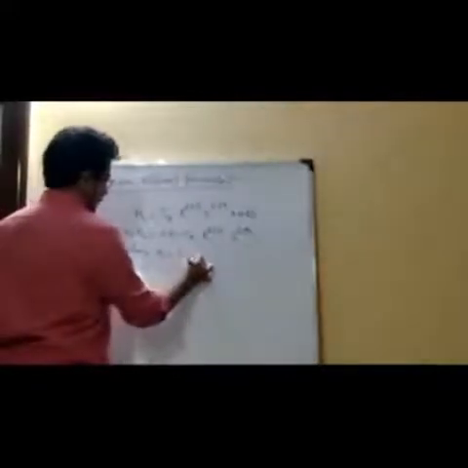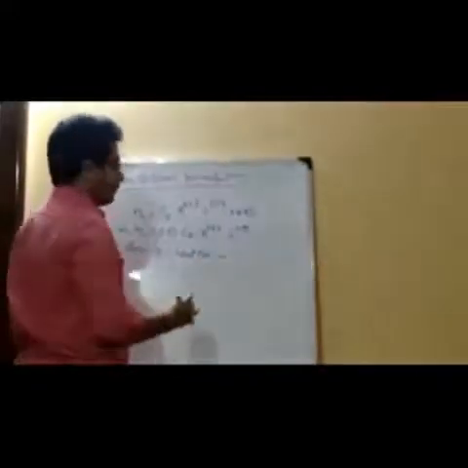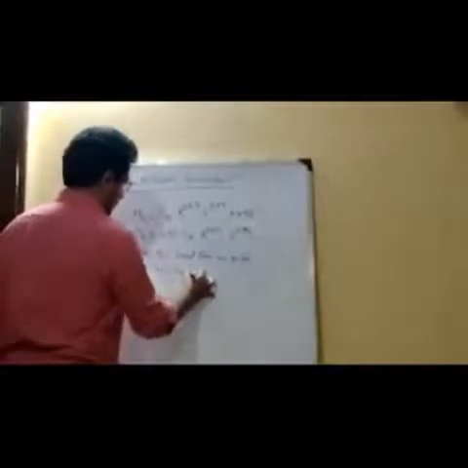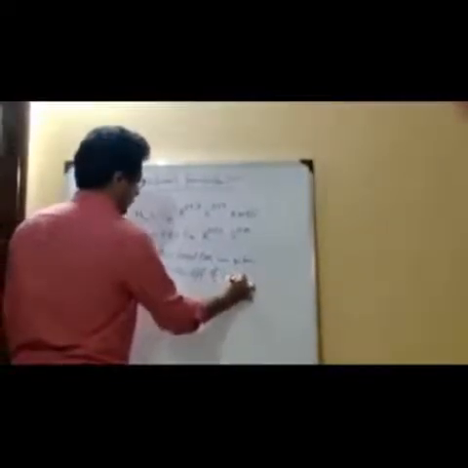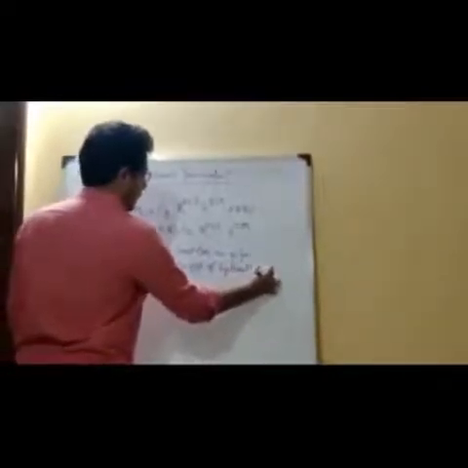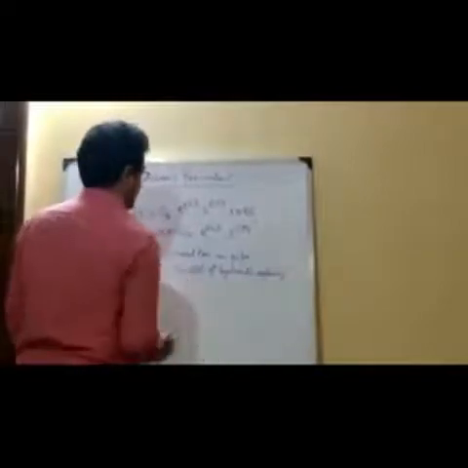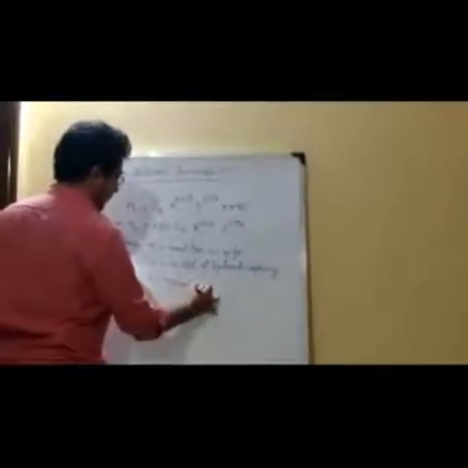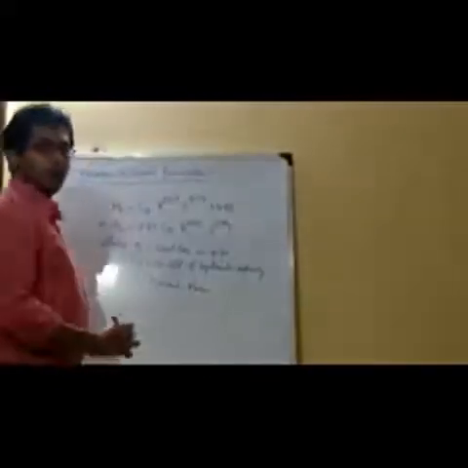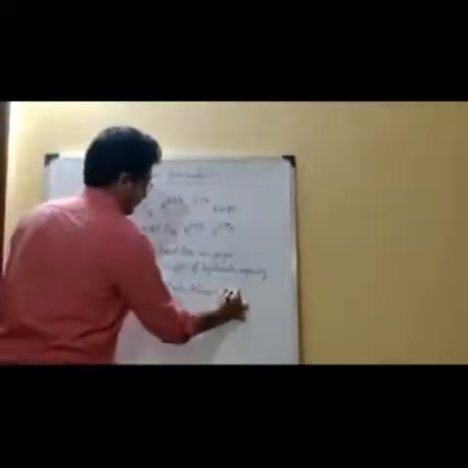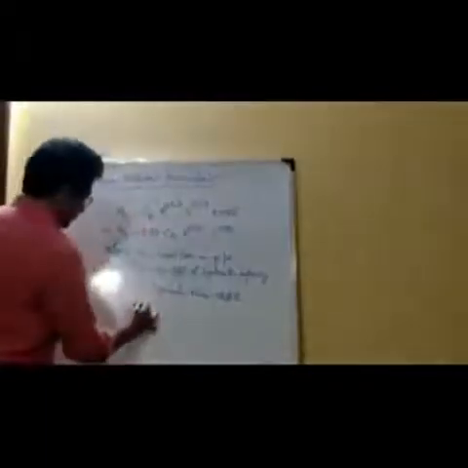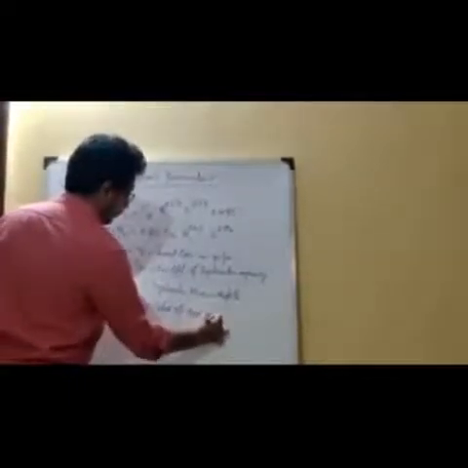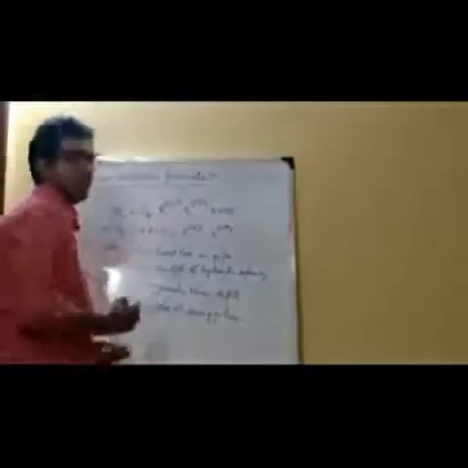HL is head loss in pipe, CH is coefficient of hydraulic capacity, R is same as Manning's formula, that is hydraulic mean depth, and S is the slope of energy line, that is hydraulic gradient line.